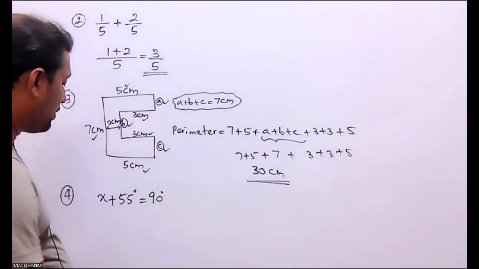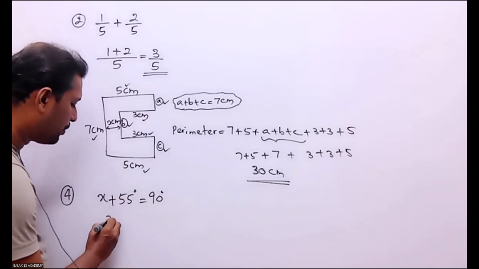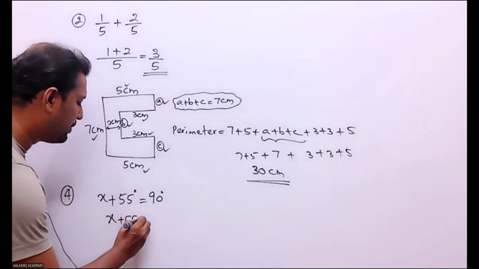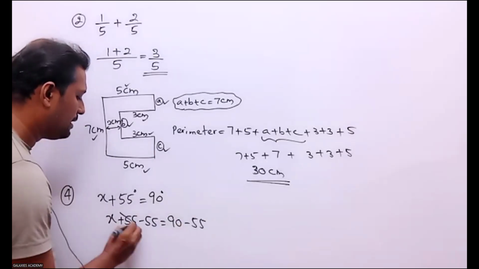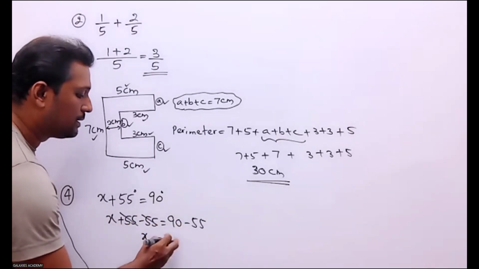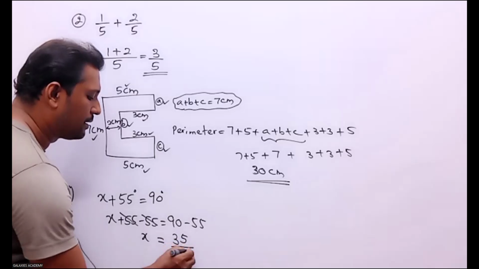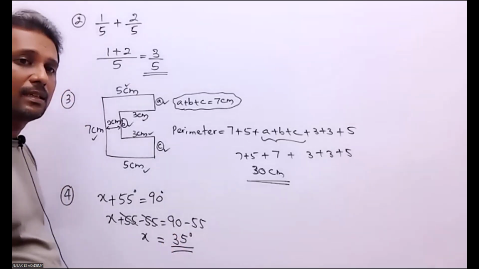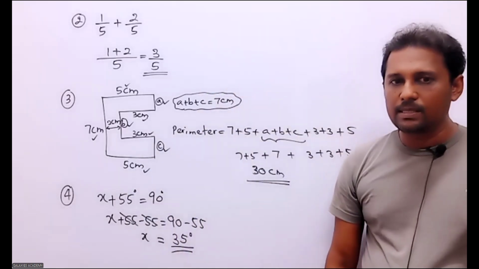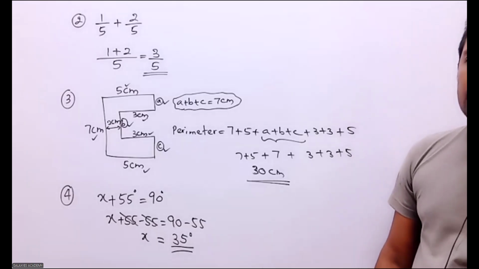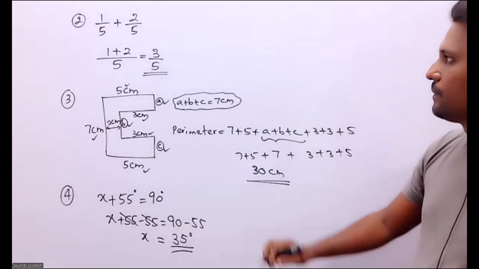Then I can solve this one. First, we have to remove this plus 55. To remove this plus 55, you have to subtract 55 from both sides. Then these two cancel. x equals 10 minus 5, 5; 8 minus 5, 3. So the value of x equals 35 degrees. 35 degrees. Right? It is the fourth question of this paper.